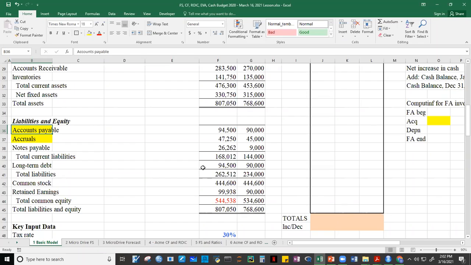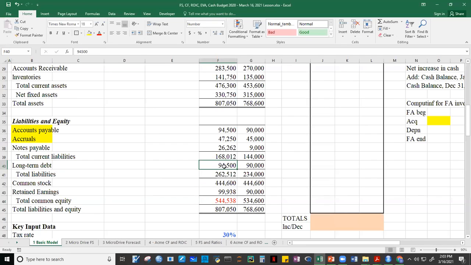Si accruals, ganun din, parang payables din yan, no? Okay? So anong difference sila kay notes payable? Ang difference sila, guys, si notes payable, interest-bearing yan. Utang yan na may interest. Si accounts payable at saka si accruals, these are non-interest-bearing. Okay? So, importante yung distinction yan, guys, lalo na pag gumawa tayo ng statement of cash flows. So, our total current liabilities is simply the sum of this. So, 168,012.